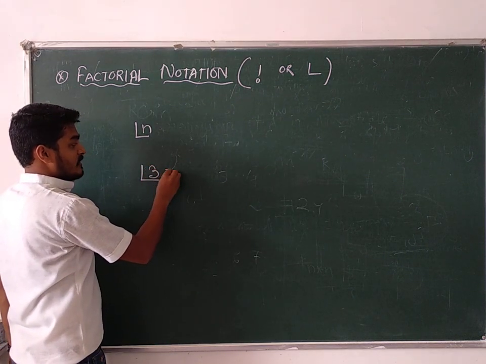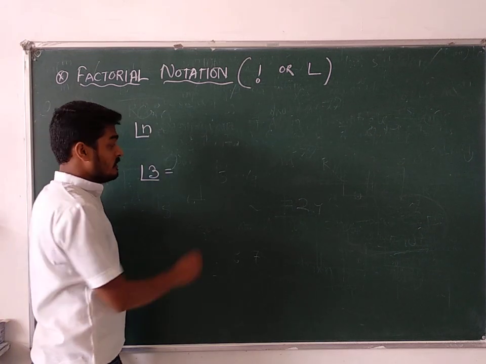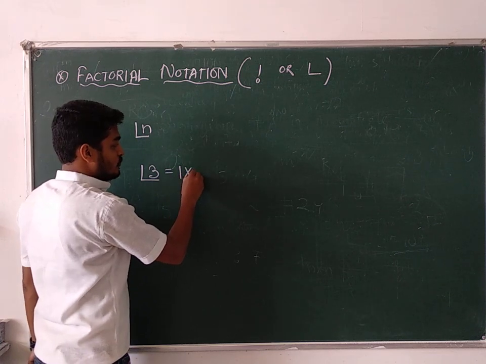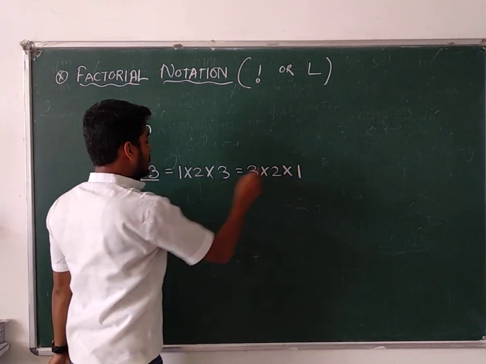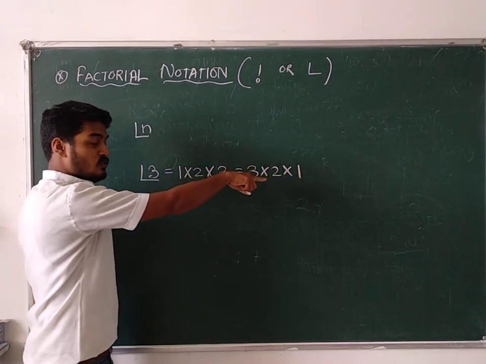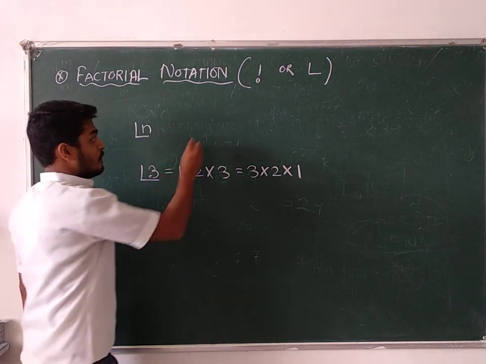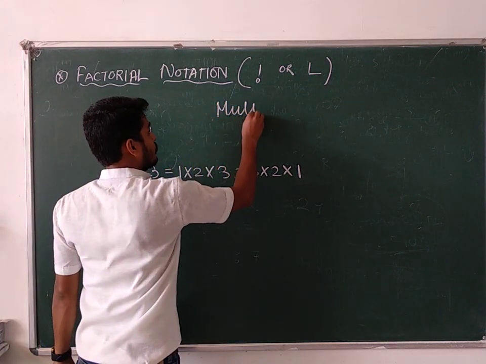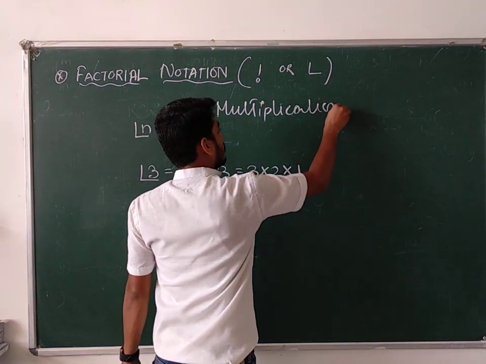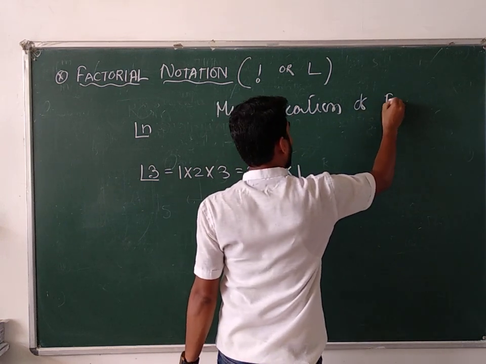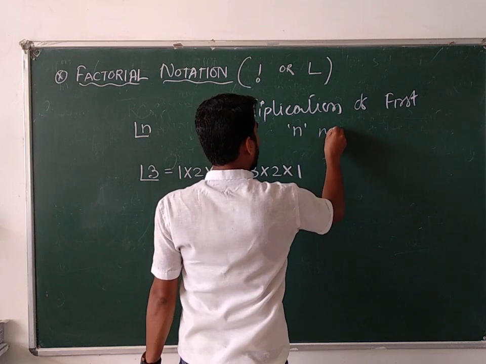For example, it will be better for you. Factorial of 3. This is nothing but the multiplication of the first 3 natural numbers. What is the smallest natural number? 1. Then 2. Then 3. Or you can say 3 into 2 into 1. That means from this number decreasing to 1, up to 1 you have to multiply. Multiplication of first n natural numbers.